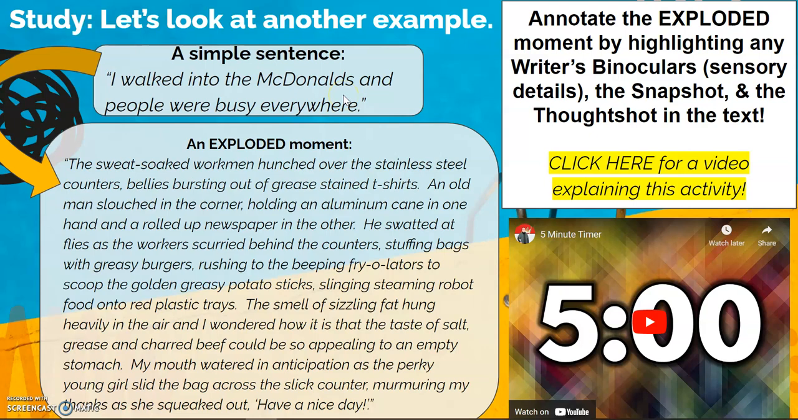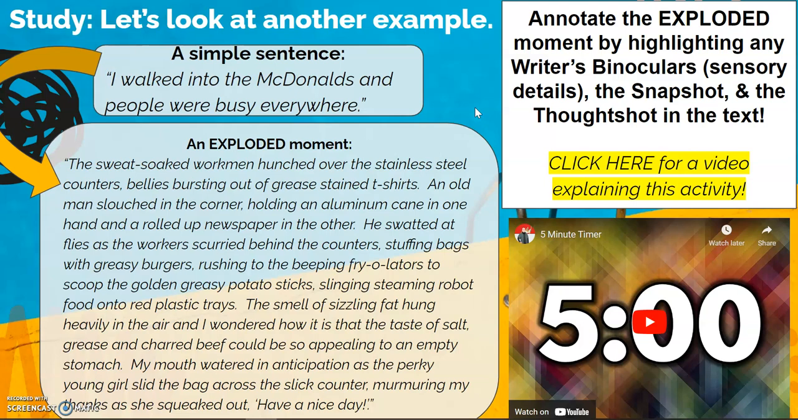We're going to take a look at what it looks like to explode that moment and really make sure that there's a lot going on here. We're trying to create a 3D picture, a 3D moment for your audience. So I'm going to read through this with you on your sheet of paper in front of you. I'm going to ask you to mark every time that you hear a writer's binocular, every time that you see a thought shot, or every time you see a snapshot. I'll help you with the first couple, and then you'll be on your own for the remainder of it.